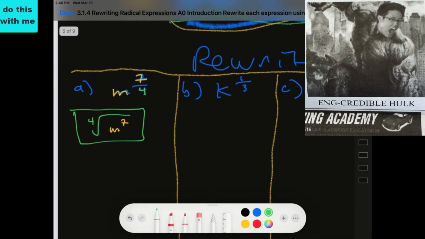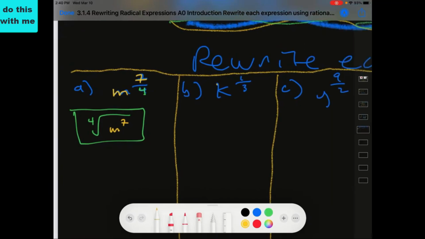Let's go ahead and try this one over here. Again, I have k, the numerator is inside the radical sign, and the denominator is the index or the root. Again, you wouldn't write k to the first power. This is a little bit cleaner, and this would be your answer.